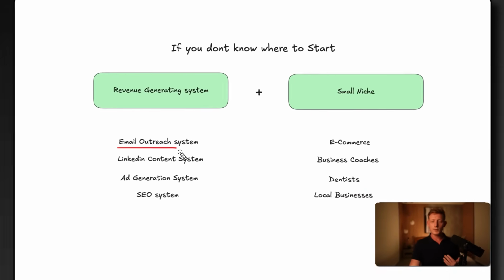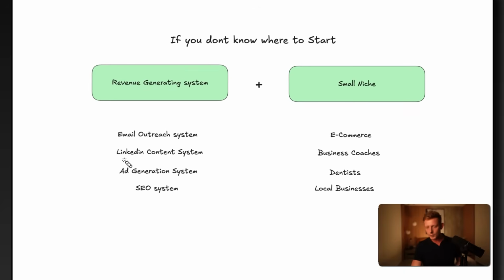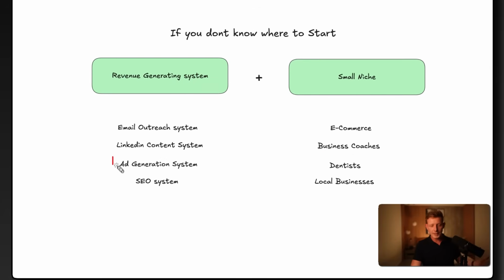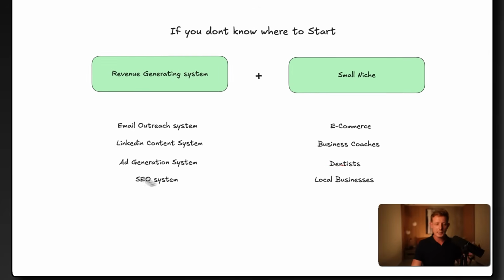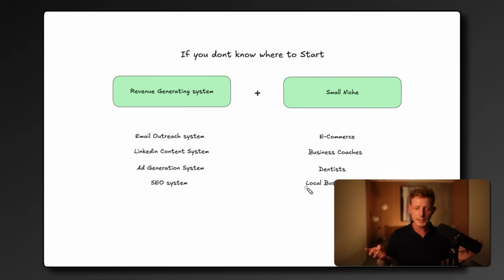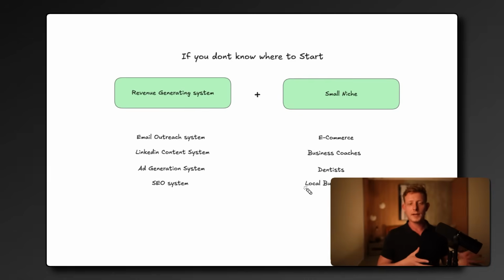So think email outreach systems for e-commerce, LinkedIn content systems for business coaches, ad generation systems for dentists, SEO systems for local businesses. Just a few examples, but I think you get the idea.